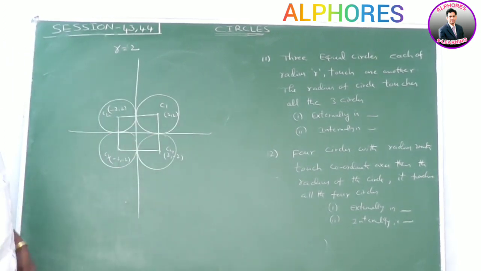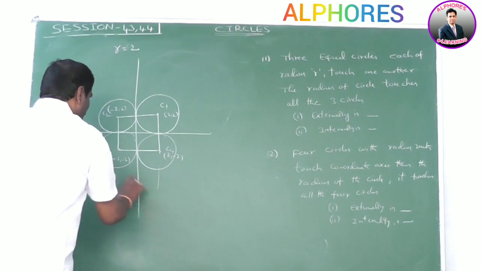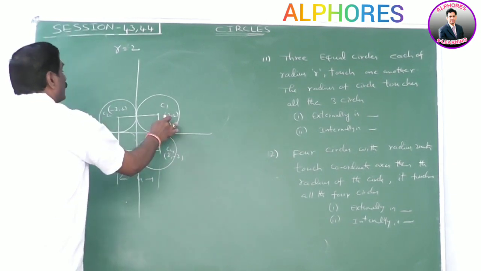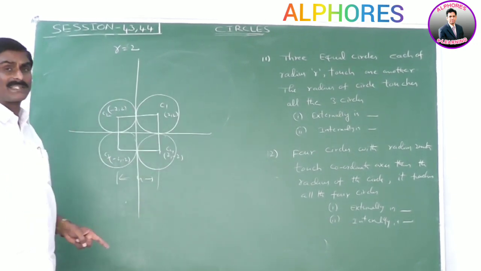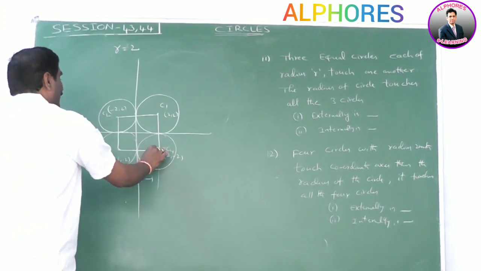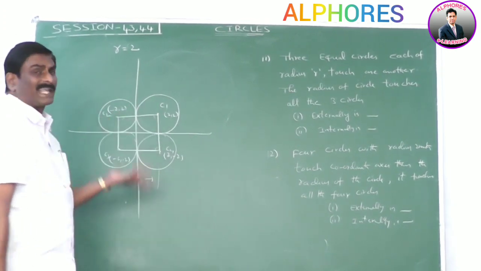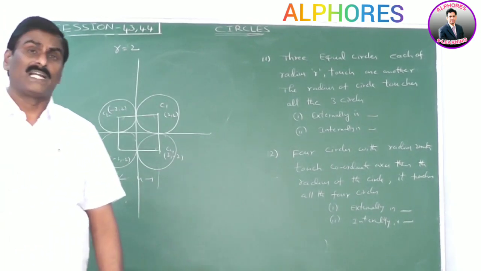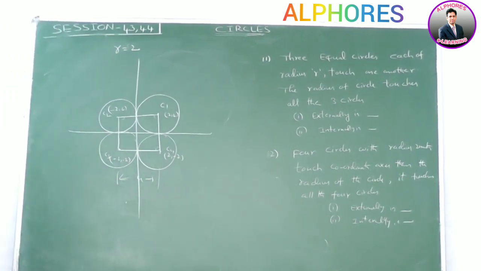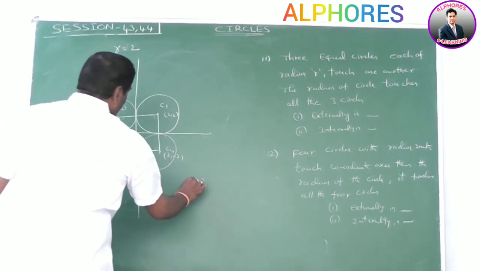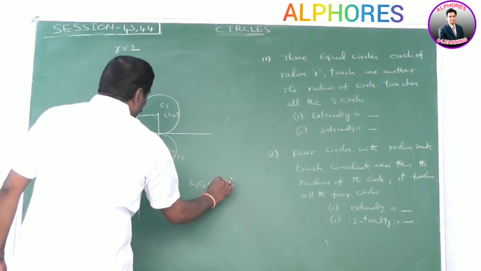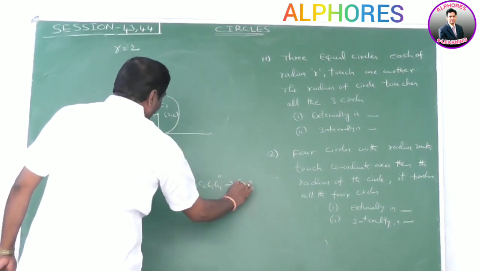What is the distance between these two centers? It is nothing but 2 plus 2, that means 4. It is 4, it is 4, it is 4. All 4 sides are equal and each angle is equal to 90 degrees. These are parallel to the coordinate axes. So, it forms a square. C1, C2, C3, C4 form a square. Any doubt in this?